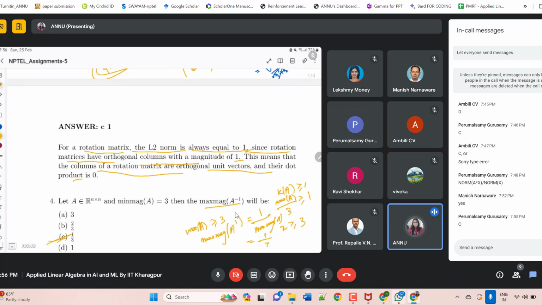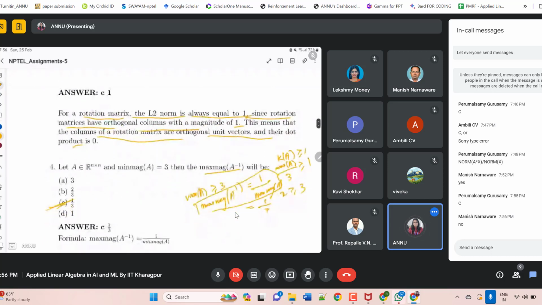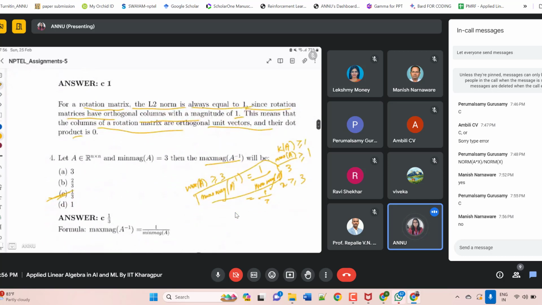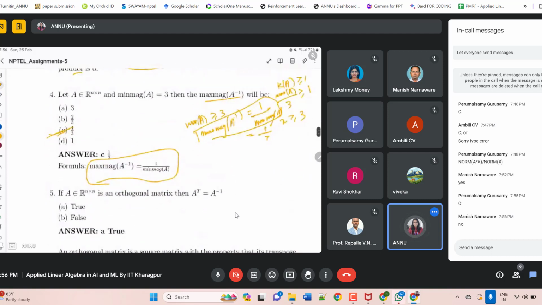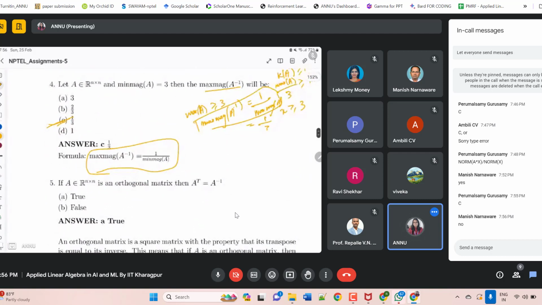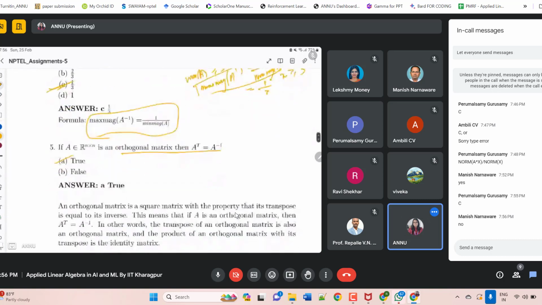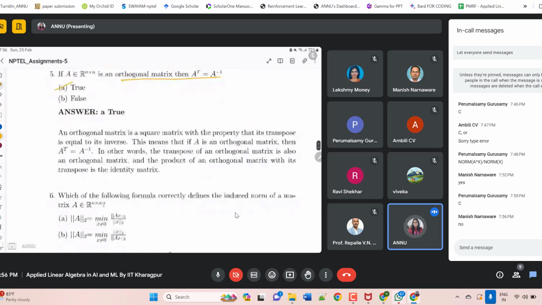Anyone have doubt how it is C? We are using the condition number property, and then we know that this is max magnitude of A. I'm just making use of this property. I'm sure the answer is C. I also used it. If you have A as an orthogonal matrix, then this is true only. This is very straightforward. Now let's solve this question number 6.